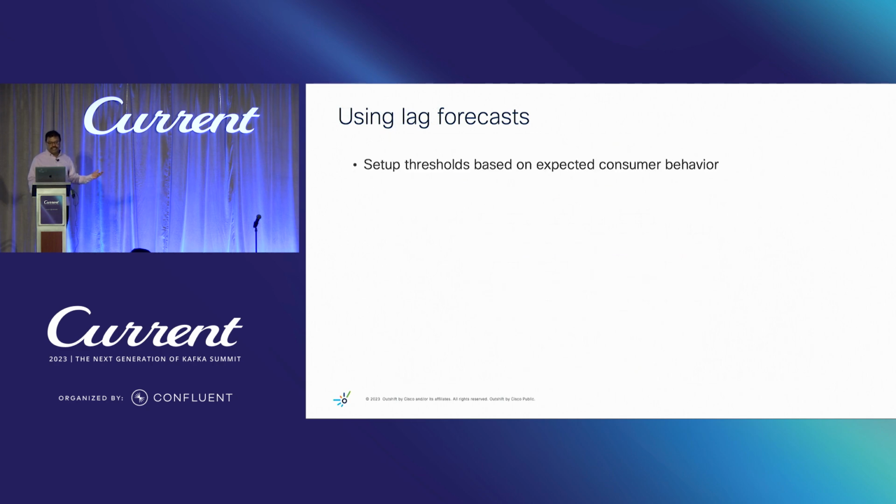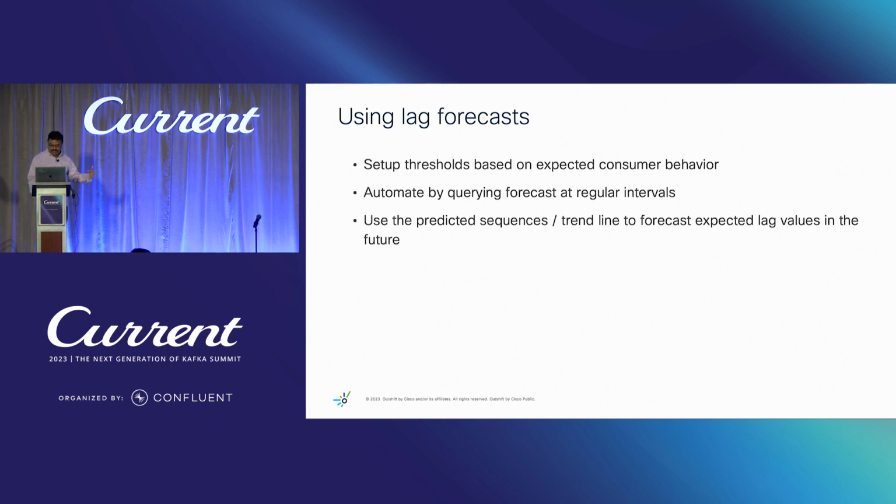We set up thresholds based on expected consumer behavior. And then we can automate querying the system at periodic intervals, at regular intervals, to get the next set of predictions. As we keep collecting these predictions, we keep looking at what the trend line looks like, and whether it is going to violate my threshold for lag in the future.